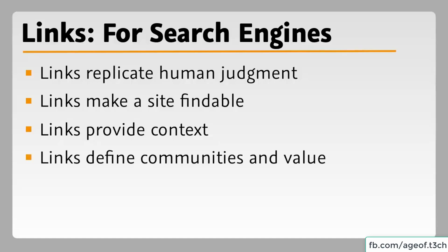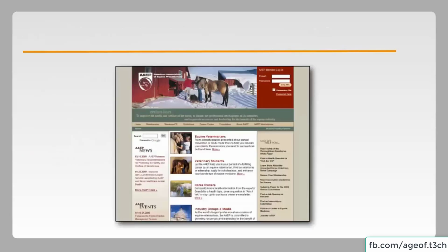Also, links define communities and value. Because people share links that are in the same community, it's interesting how certain communities can all link to similar sources of information. And so the search engine can then base what is going to be important off a specific community and know that within that community, this type of information and this type of website is considered valuable.